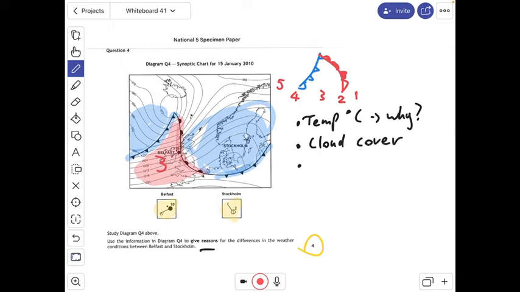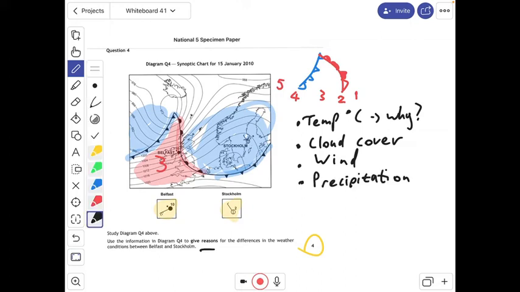And why is it different? And then we're going to do wind. Why is it different? And then we're going to finish it off with precipitation. Okay, and why? For every one of them, if you can mention all those 4, you're going to get full marks. Right, well, why did I know to hit those 4 marks?